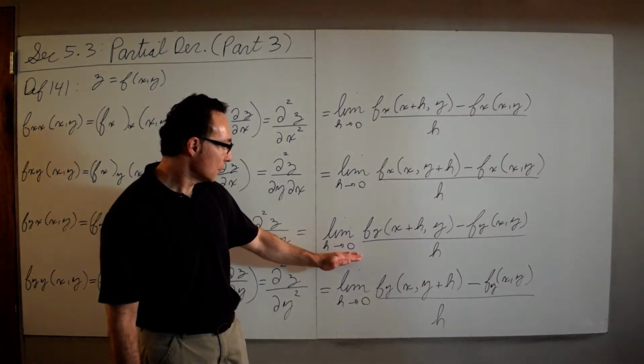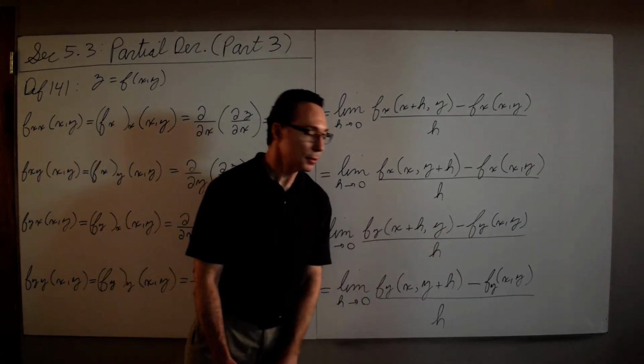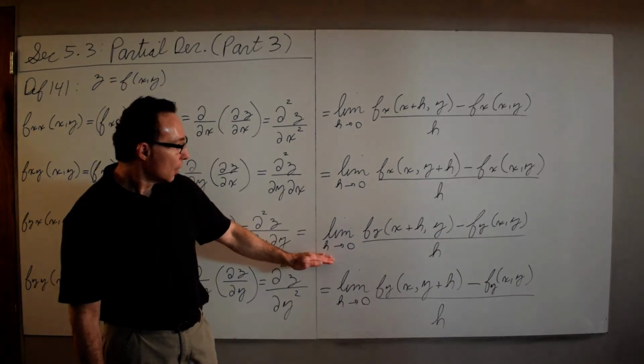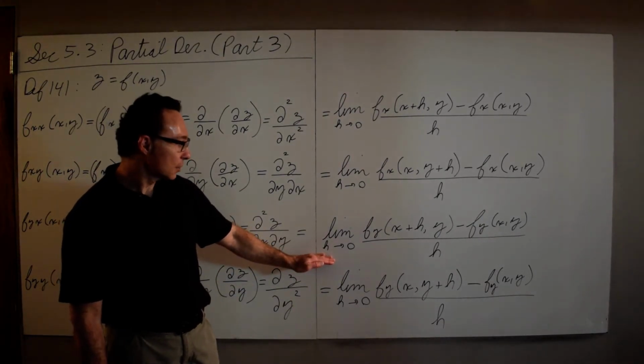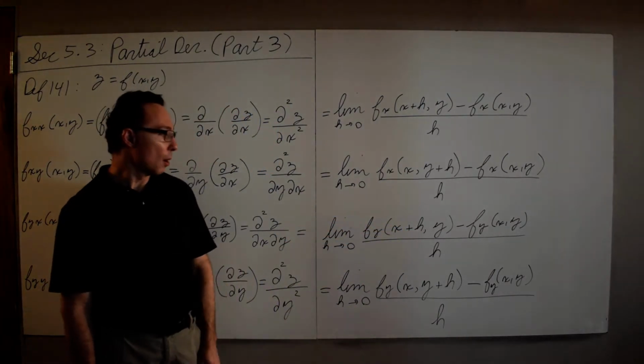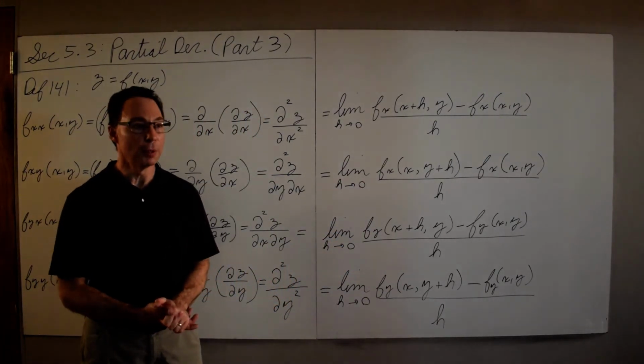Limit as h goes to 0, f sub y, x plus h comma y, minus f sub y, xy. This is the partial derivative of y with respect to x. So we're taking x as our variable, y as our constant. Divided by h, and again, provided the limit exists.